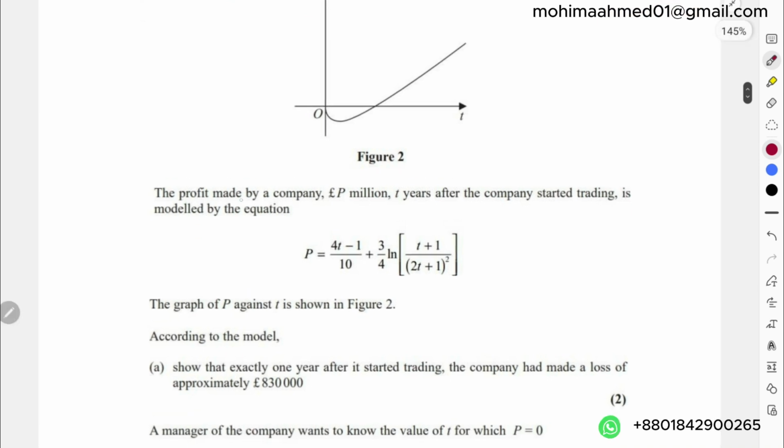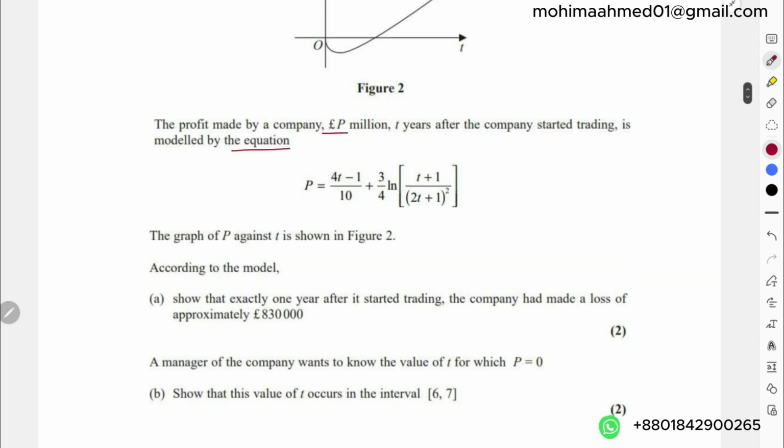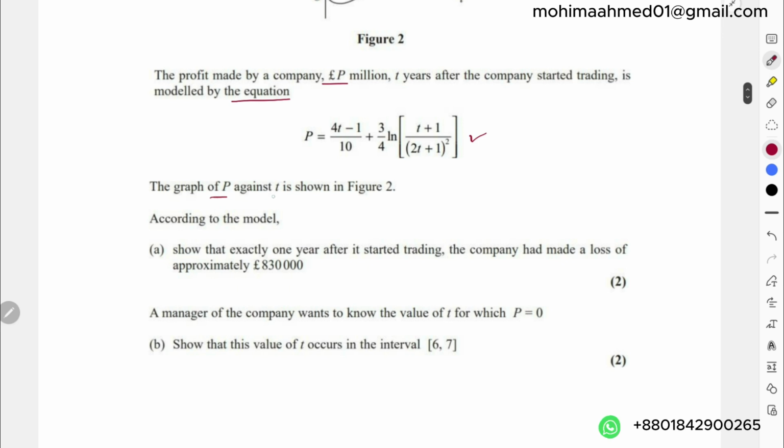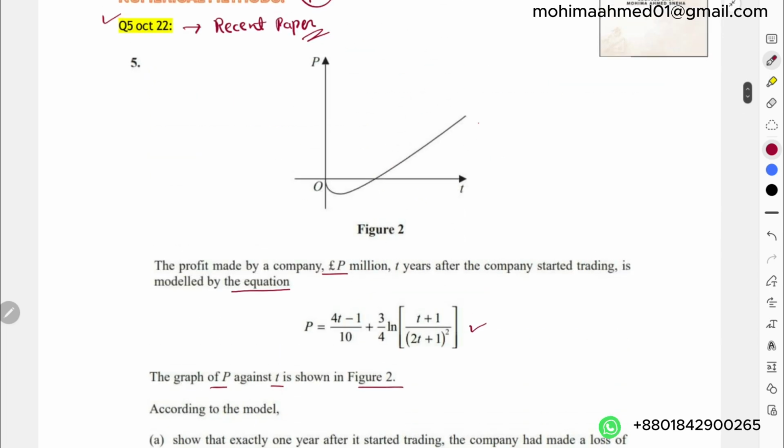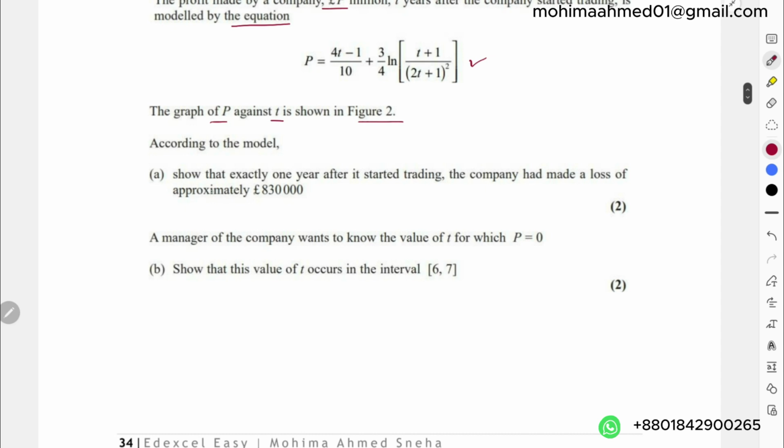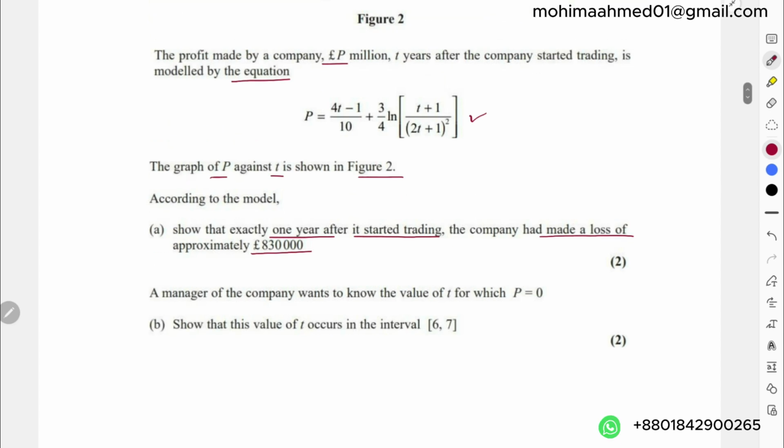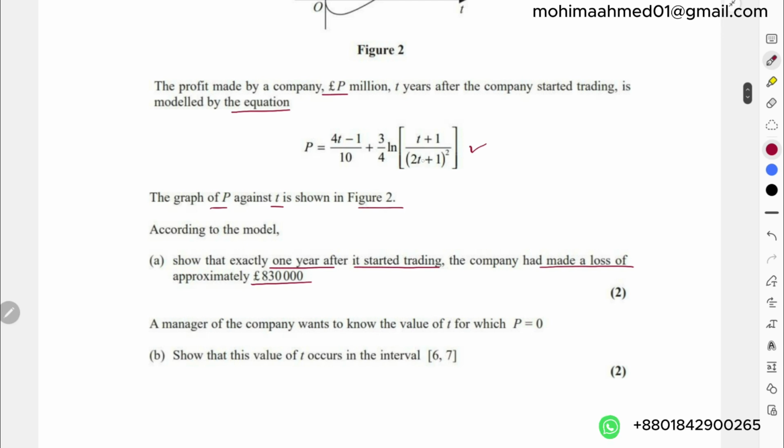So for this one, it says that a profit made by a company, P millions, T years after the company started trading, is modeled by the equation. It says that the graph of P against T is shown in figure 2. According to the model, show that exactly 1 year after it started trading, the company had made a loss of approximately 830,000 pounds. It was already stated that P stands for millions, so whatever we get for P, we will have to multiply by 10 to the power of 6 in order to break that down into simpler forms.